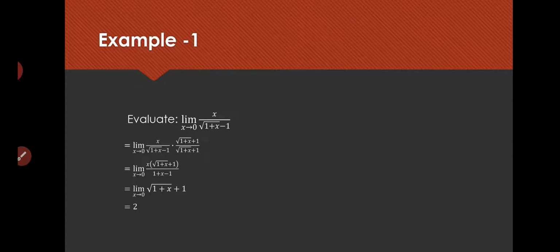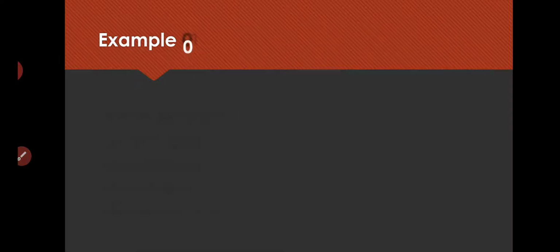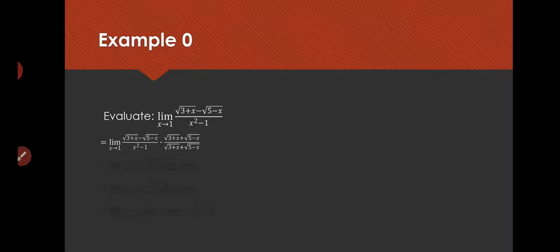Let me take another problem, a similar problem of this type. Evaluate the limit as x tends to 1 of root over 3 plus x minus root over 5 minus x by x square minus 1. Again, let me do the rationalization, multiplying by its conjugate, both at the numerator and the denominator. After doing so, this is what I get, and I also break x square minus 1.